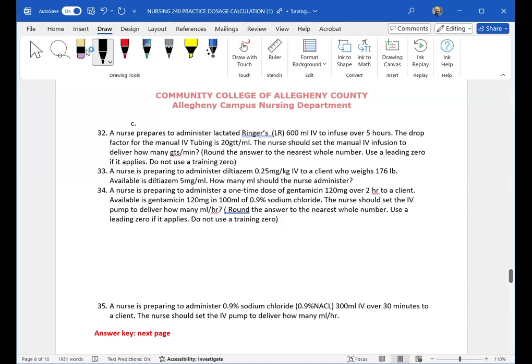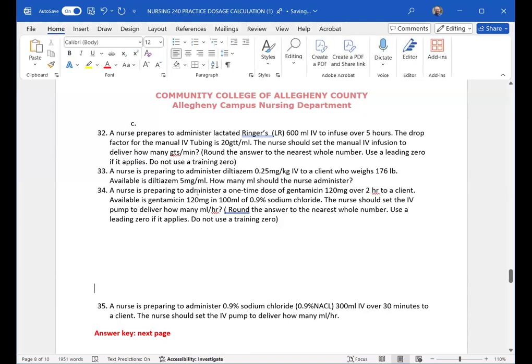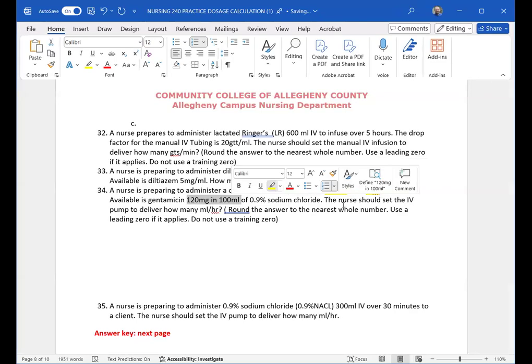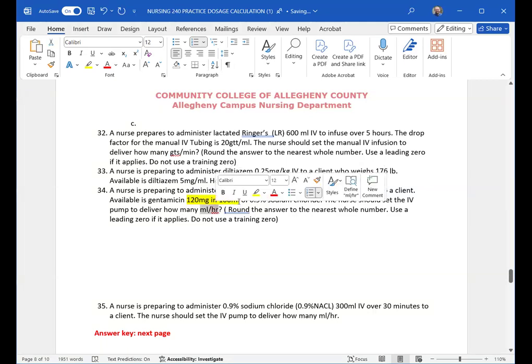All right, so it says that a nurse is preparing to administer a one-time dose of gentamicin, 120 milligrams, over 2 hours. I'm just highlighting what I think is important. Available is 120 milligrams in 100 ml. The nurse should set the IV pump to deliver how many ml per hour, and round your answer to the nearest whole number, use a leading zero if it applies, do not use a trailing zero. I think that's supposed to be trailing zero.